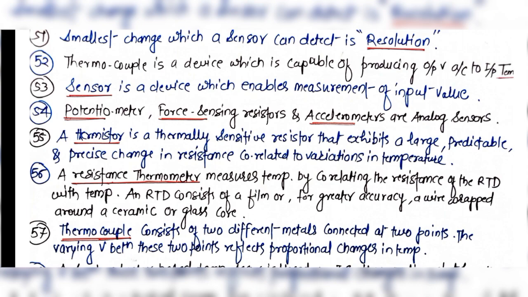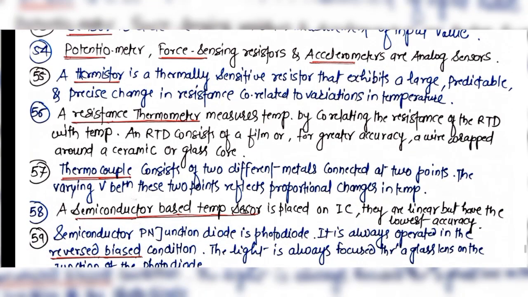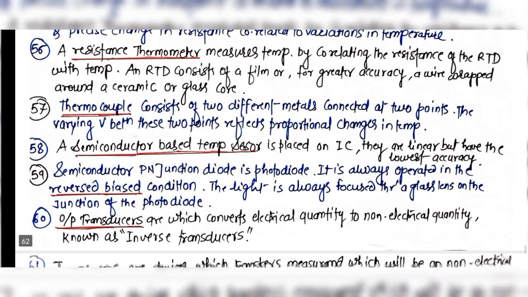A thermocouple consists of two different metals connected at two points. The varying voltage between these two points reflects proportional changes in temperature. A semiconductor-based temperature sensor is placed on an IC. They are linear but have the lowest accuracy.